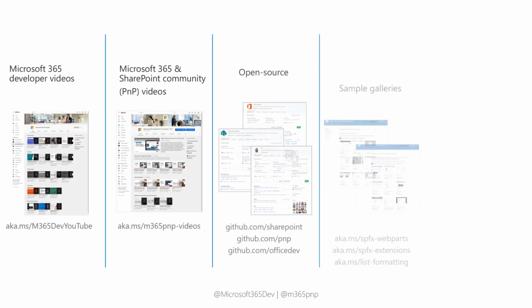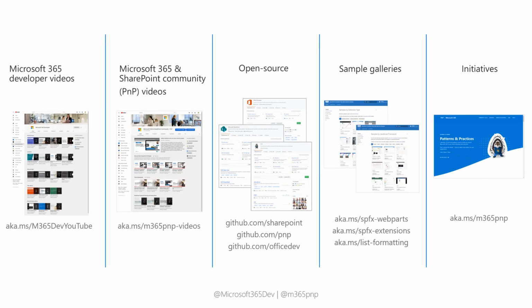Now, this is all the assets and different locations what we have. There's so much stuff happening. And the key point here to remember is that if you go aka.ms/m365pnp, the last URL on the slides, you can actually access all of this stuff from one single location. So you can find the sample galleries, you can find the initiatives, the projects, and open source stuff, and the videos from one single location.